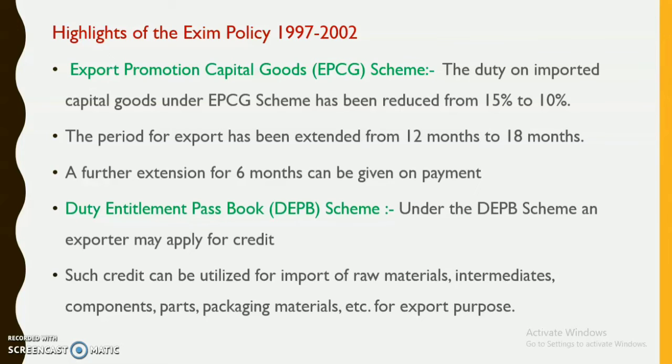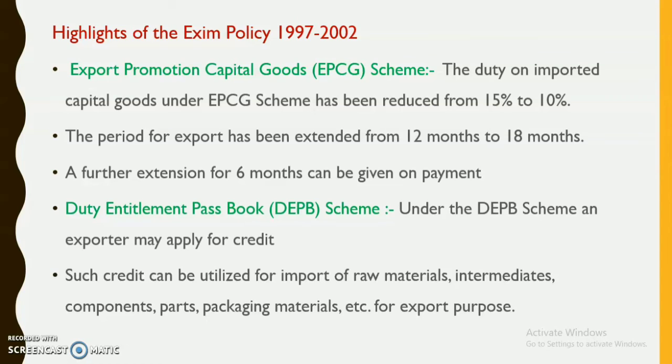The first one is that the duty on imported capital goods under this scheme has been reduced from 15 to 10%. And also the period for export has been extended from 12 months to 18 months. So these are some benefits of the scheme. A further extension of 6 months can be given on payment. So that is the benefit of this export promotion capital goods scheme.